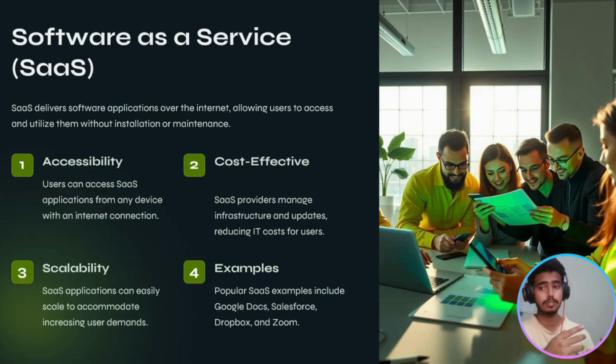So let's see the functionalities: accessibility, cost effectiveness, scalability, and some popular examples. Let's look at examples like Google Docs. If you have ever used Google Docs, you will be familiar with why we use it, how we use it, and how it performs. Then there are Dropbox and Zoom. People might be using Zoom to schedule a meeting, so even Zoom comes under software as a service. Now let's move on to the next slide.